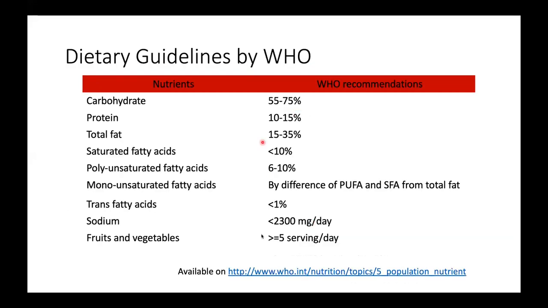This is a WHO recommendation we all know, but it is important to note that fruits and vegetables should be more than 5 servings per day. One serving is equal to 100 gram, meaning 500 gram of fruits and vegetables should be consumed per day. Important to note, it doesn't include starchy food. Starchy vegetables, like aloo, are not counted.